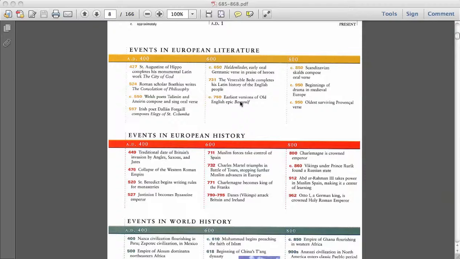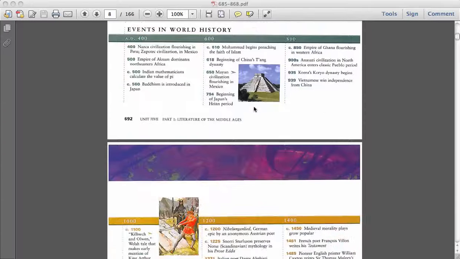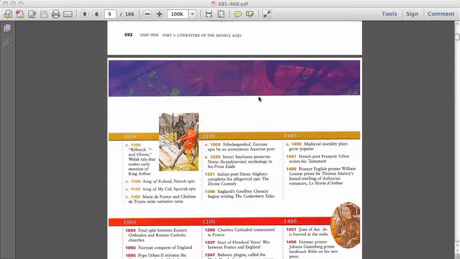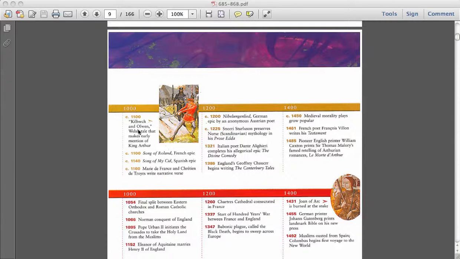So Beowulf is here. Don't forget that Beowulf was written in 750. So now we just keep going to the next page. Again, we're looking at the yellow one. So we just keep going down. Culhwch and Olwen, no, that's not it. Song of Roland, no. Song of my Cid, no. Marie de France, no, that's not it. Nibelungenlied, here it is. German epic by anonymous Austrian poet. So this was written in 1200 AD.